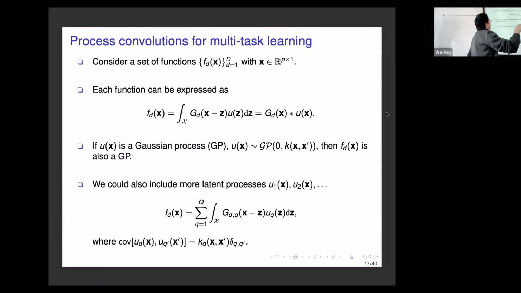And then I'm going to assume that each of those tasks can be expressed through this integration that you see here. So you have this integral in some domain X with what we call a smoothing kernel, G_d, and then a latent process, u(z). And then the key here is to assume that this latent process u(z) is one of those simple Gaussian processes that we saw before, with a particular covariance function. And then because this is a linear operation, your f_d is also going to be a Gaussian process.